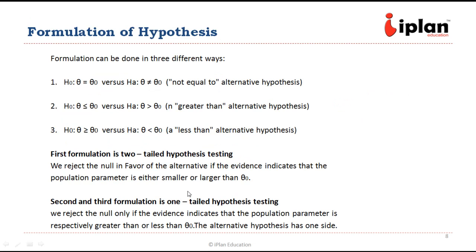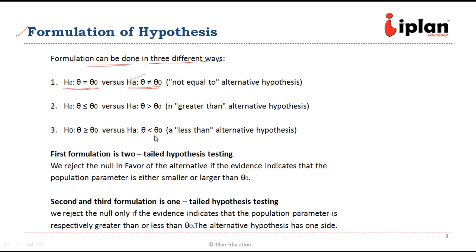Now let us look at the formulation of hypothesis. It can be done in three different ways based on the premise which we want to test. One way could be where we want to prove that something is not equal to a particular value. Here, not equal to is going to be the alternate hypothesis and the null hypothesis is going to be equal.